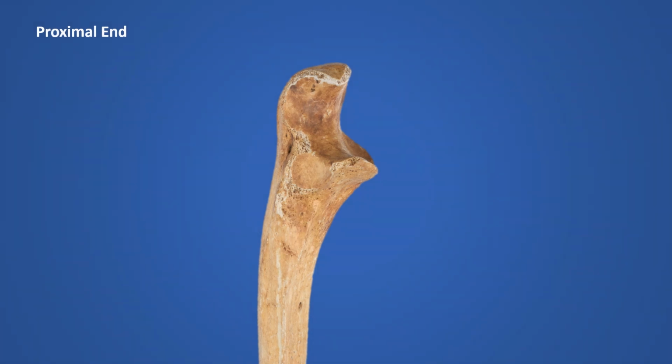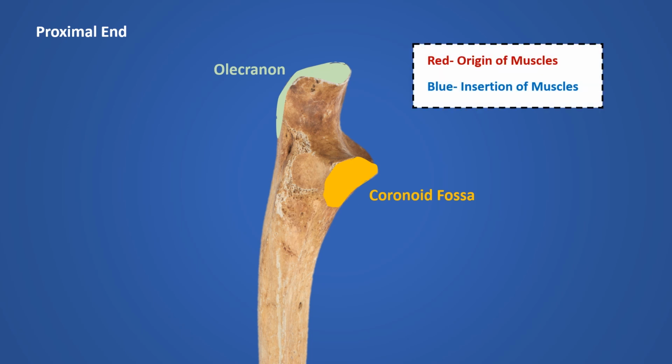Muscle attachments are particularly important to support the movements of the forearm. So let's have a look at these. If you look at the proximal end of the ulna, it has two main portions of muscle attachments: at the olecranon and the coronoid process. The origination of muscles are labeled as red and the insertion are blue.